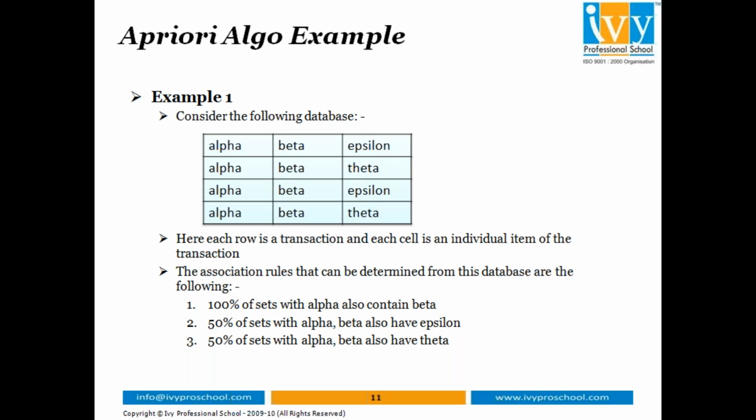See, suppose you have 4 rows of data. The first product that you pick is named alpha. The second product that you pick in each of those cases is beta. And the third product that you pick is sometimes epsilon, sometimes theta. So what can you infer from this? Alpha is the primary item that I'm picking up each and every time. Like shoes. I'm going to buy shoes from Woodland only. Nothing else do I want from Woodland.